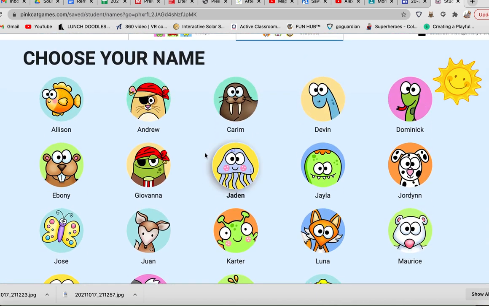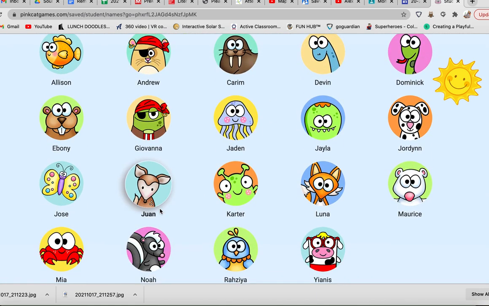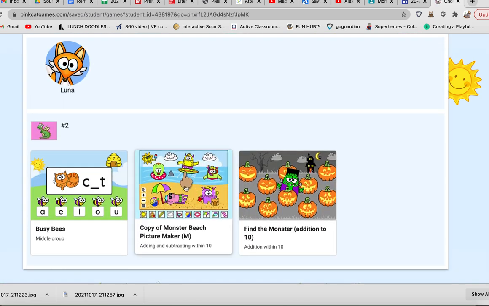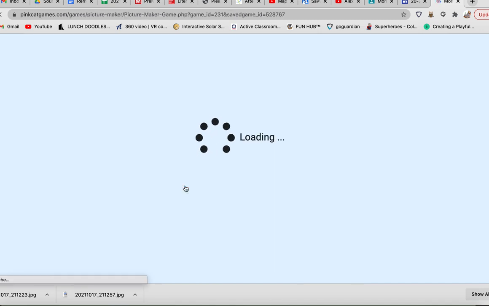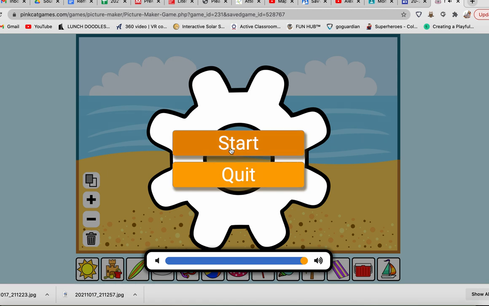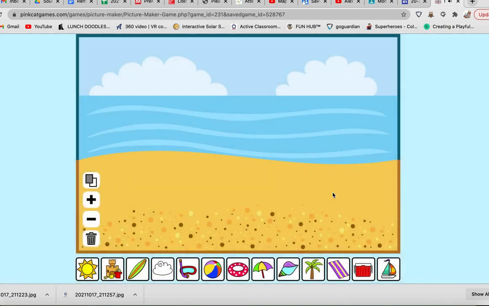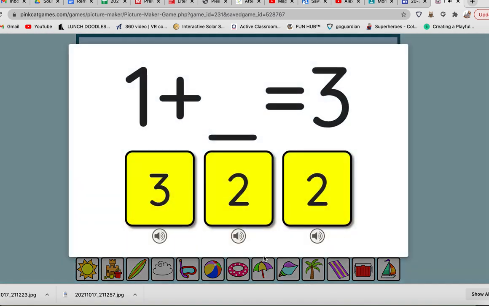Once you find your name, I'm going to pretend to be Luna for a minute. Once you find your name, I want you to go to the Monster Beach picture maker, where you can practice all of your addition and subtraction facts, just like they're going to be on the test. So of course you pick whatever you want. Oh no, we have 10 minus 1. Is it 7, 9, or 8? Now if you get it wrong, it's going to say, oops, sorry, try again. So we can try to put something else in our picture and it'll give you a different problem.